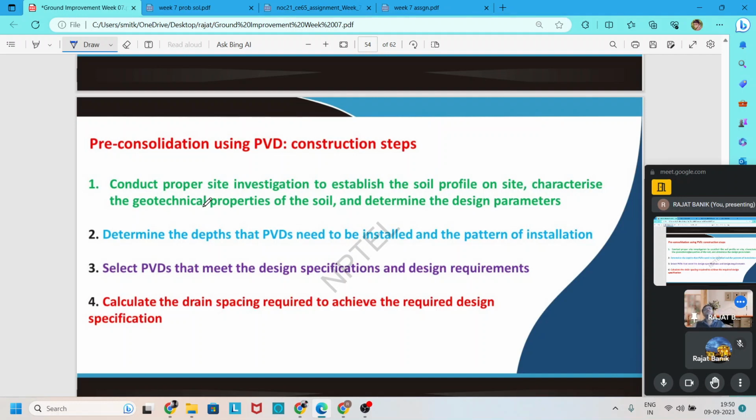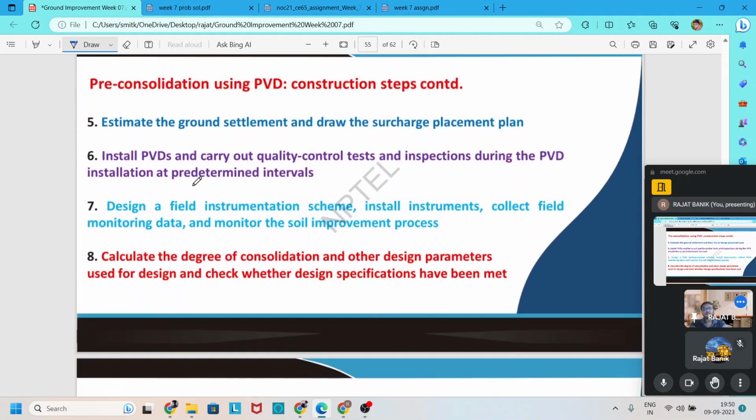That means we need to find out the effective spacing for which our degree of consolidation is met. That means we need to find out the spacing which is effective for our goal, or to meet our required or desired degree of consolidation. We need to find out. Then we estimate the ground settlement and draw the structures placement plan.